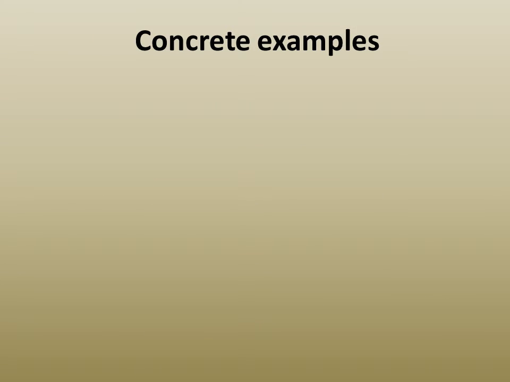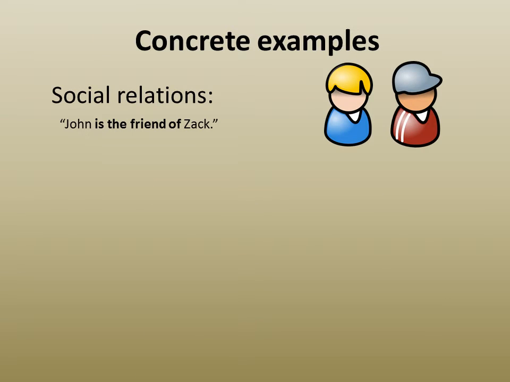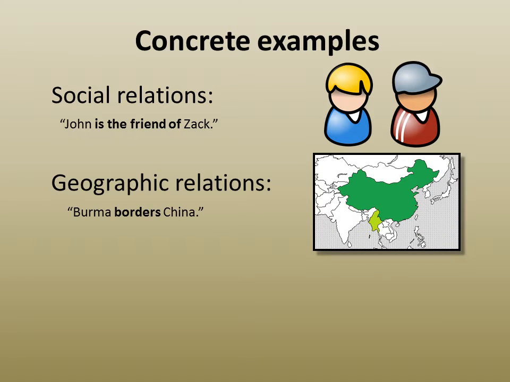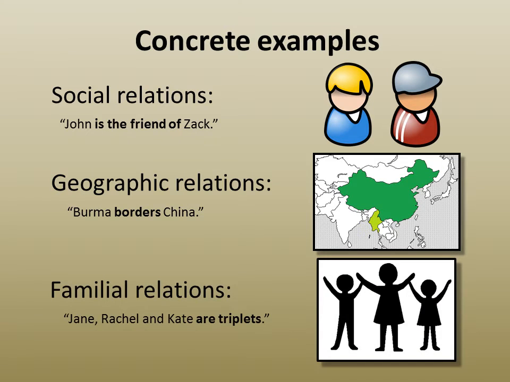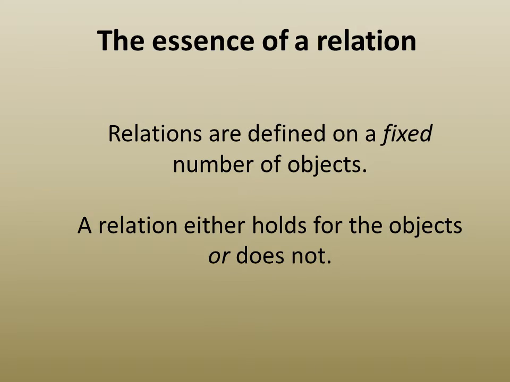Relations occur frequently throughout the world. For example, given the statement "John is a friend of Zach," John and Zach are either related in this way or not. Given the statement "Burma borders China," Burma and China are either related in this way or not. Finally, given the statement "Jane, Rachel and Kate are triplets," Jane, Rachel and Kate are either related in this way or not. The essence of a relation, then, is that a relation is defined on a fixed number of objects, and the relation either holds for those objects or it doesn't.